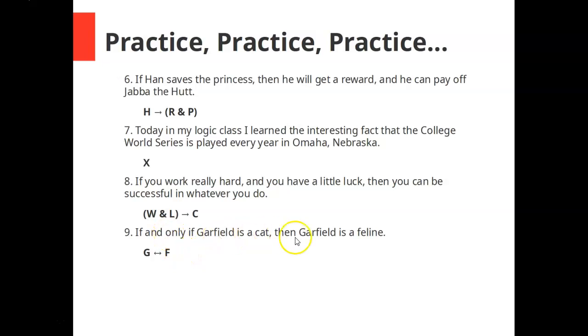If and only if Garfield is a cat, then Garfield is a feline. This is pretty straightforward, just biconditional. Just as a reminder, right, G doesn't stand for Garfield, F doesn't stand for feline. G stands for Garfield is a cat, F stands for Garfield is a feline. Whenever you have a capital letter, that has to represent its own simple sentence.